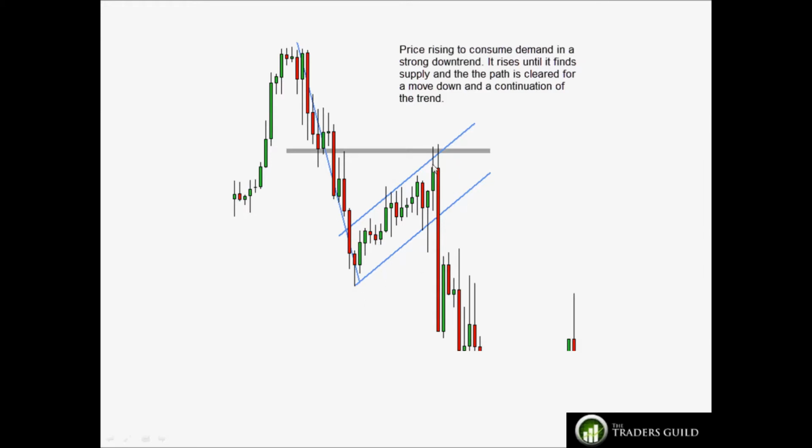So whenever we're looking at these patterns, we're looking at what is the price action within the pattern. That is the consumption of supply or demand, and looking at where to expect the continuation pattern to occur. So in the case of a bear flag, we're looking for where we expect this price to meet supply and for this pattern to work out.